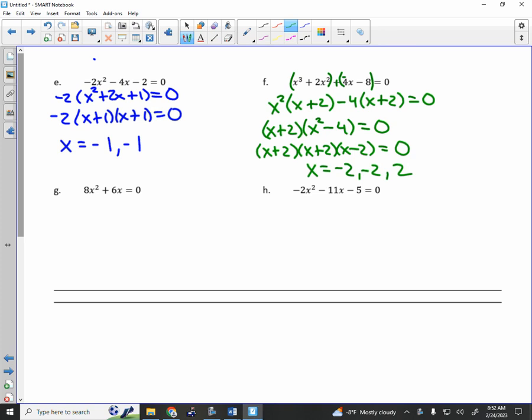Now in this example, I'd like to show you the mistakes that people make. It's not a trinomial. We always start by factoring out the greatest common factor, which is going to be 2x. When you factor out 2x, you are left with 4x plus 3.